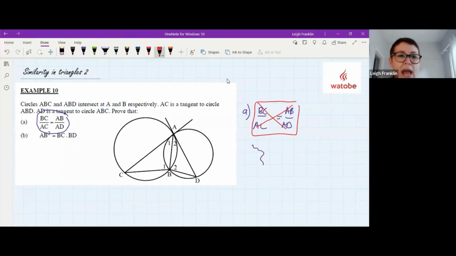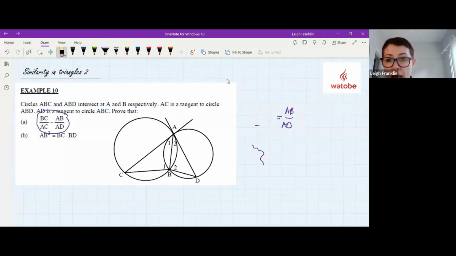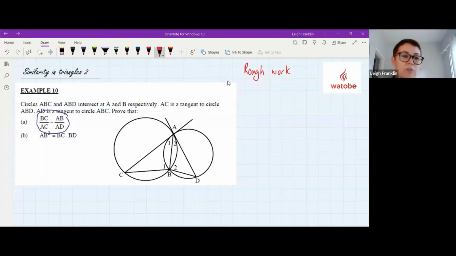All right, so if you now want to do a little bit of rough work to decide which triangles we're working in, you've got to put a little thing on the side and say rough work. Then you can put a line through it afterwards so that it doesn't get marked. You are not allowed to write BC over AC equals AB over AD. That is what we are trying to prove.